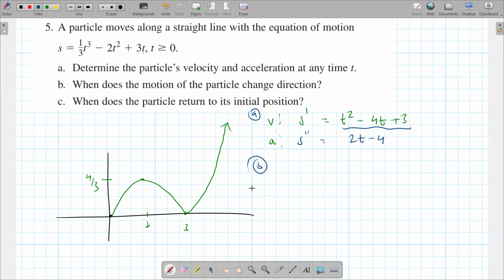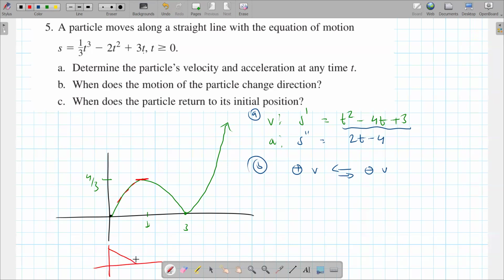Part B. When does the motion of the particle change direction? Change direction means goes from positive velocity to negative velocity and vice versa. You're concerned about the velocity. So when does it change direction? Right now here, the slopes of the tangent lines are positive. Over here, it's 0, right? And then it changes.